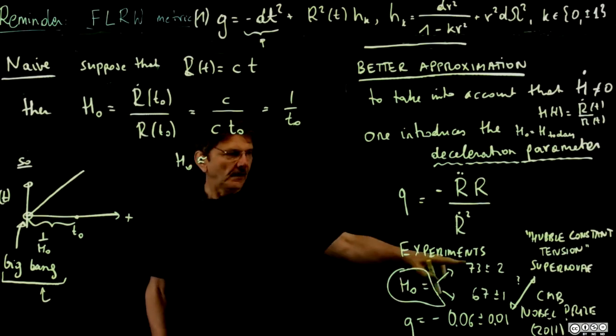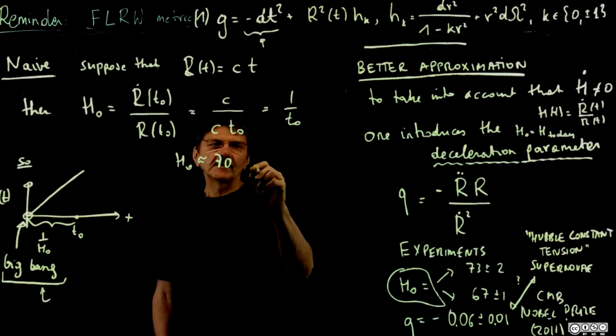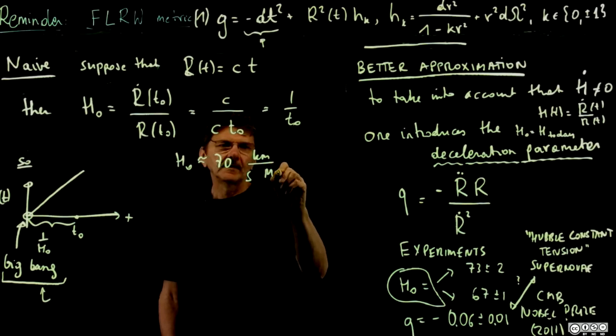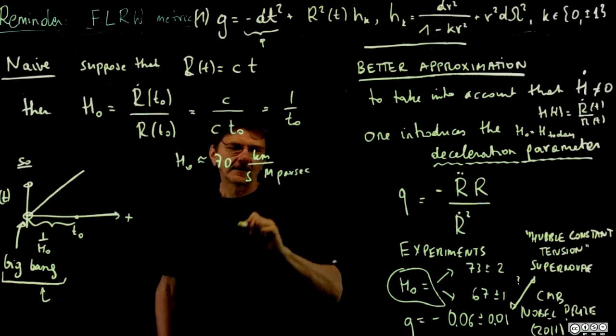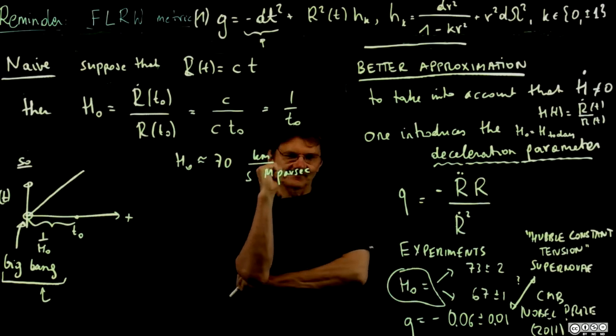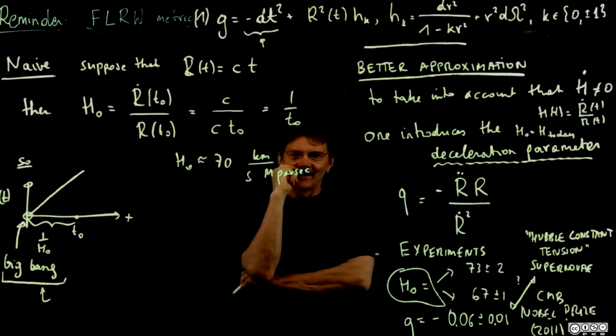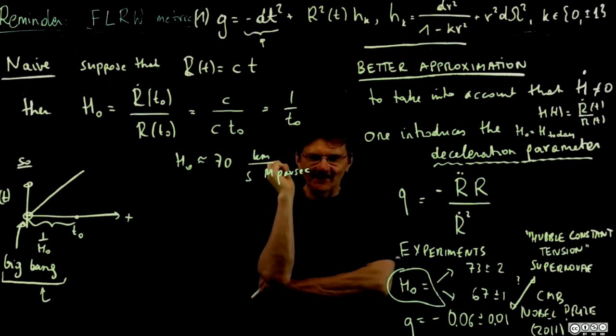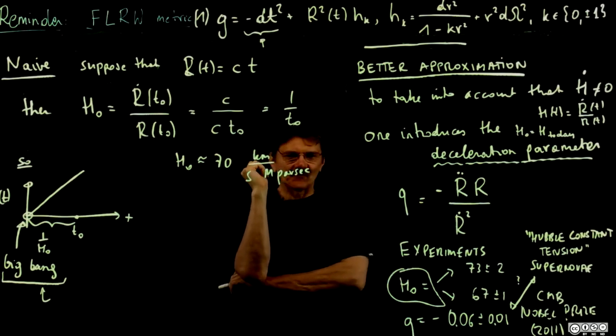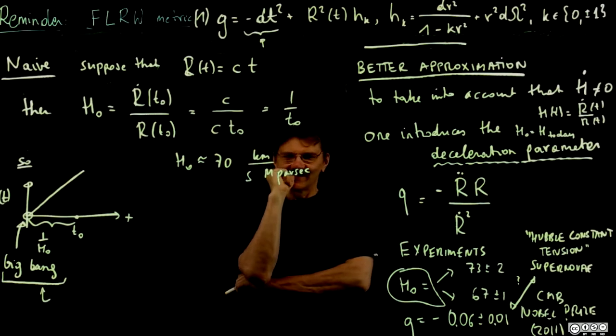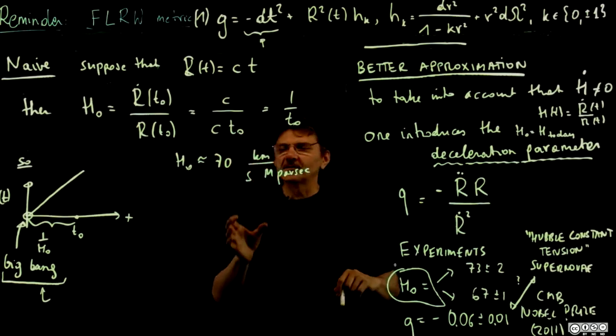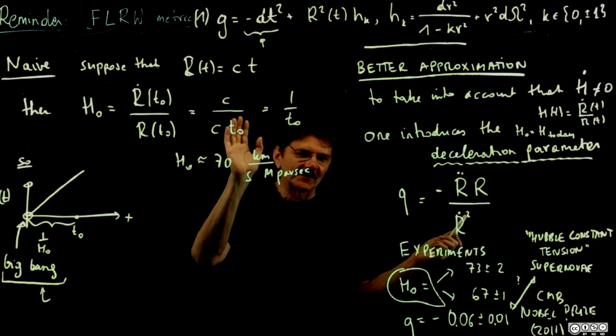So the units, right? What are the units here? It's about 70 kilometers per second per megaparsec. And what's a megaparsec? Maybe somebody with a touch of astrophysics knowledge can help us. What's a megaparsec? No one? Well, that's some number. Just writing 70 would have been good enough, right?